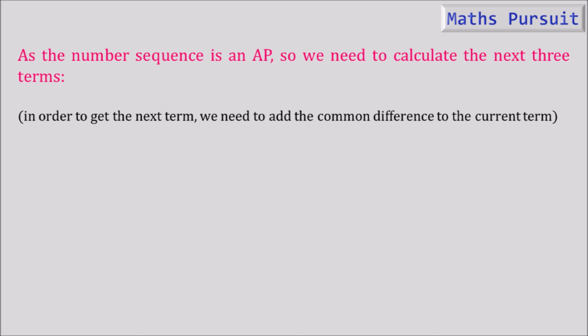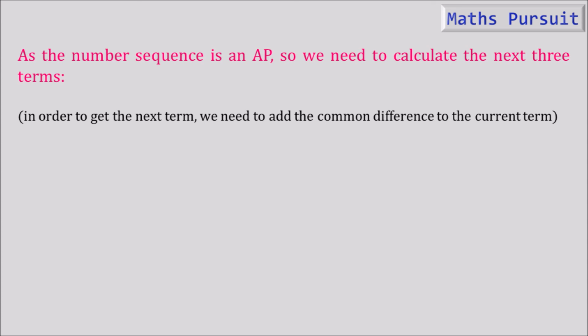Guys, that means here we are going to find the next 3 terms, that means A5, A6 and A7. And we very well know that in order to find the next term, we are going to add the common difference D to the current term. For example, for finding A5, we are going to add D to A4. Similarly, we will do for A6 and A7. Now let's see how we can find this.